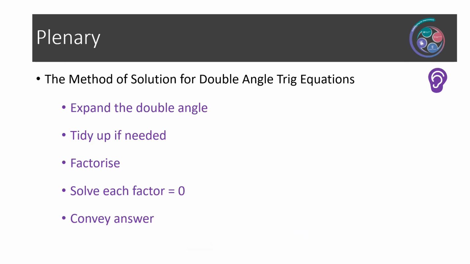Okay, so just a plenary session just to remind you what we've been through there. The method of solution is we expand the double angle. We then tidy up if it's needed. We will factorise common factors or trinomials, solve each of those factors equal to 0, and then convey your answer to the marker, putting them in order, looking at the range and making sure that your answer actually satisfies the range given in the question at the start.